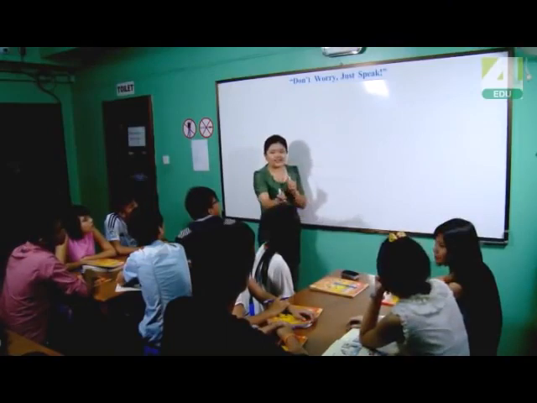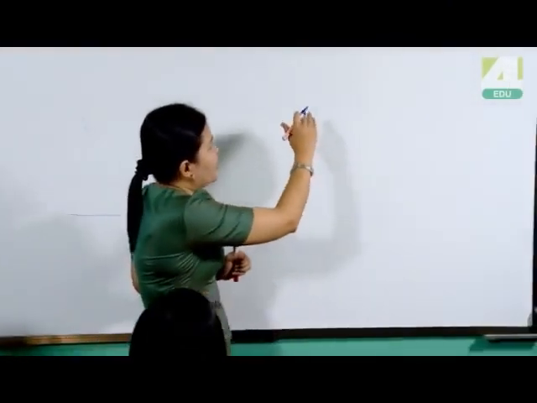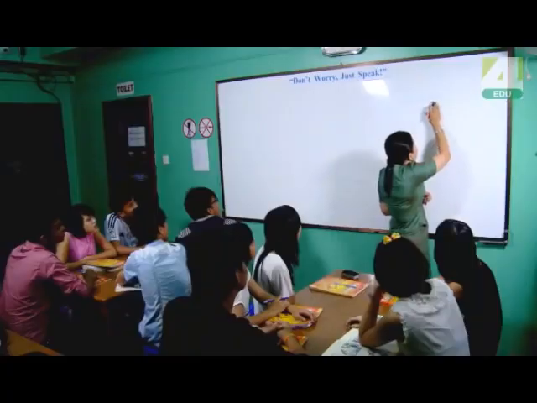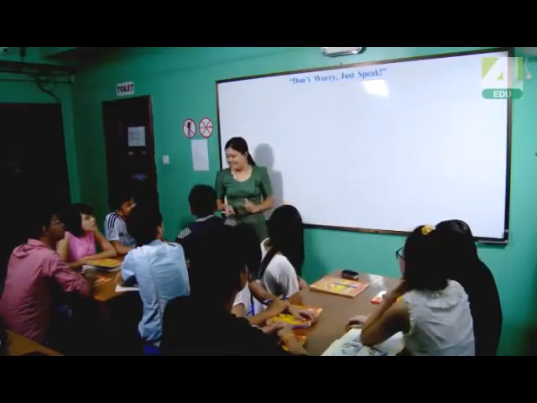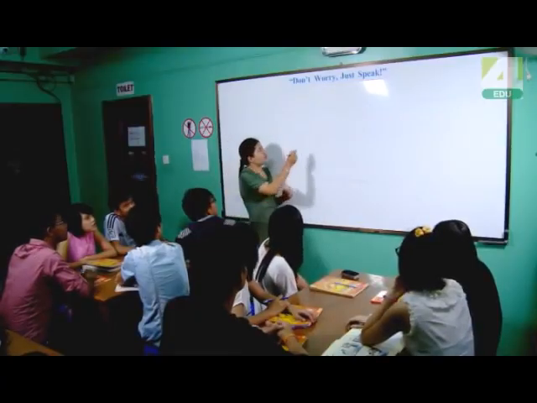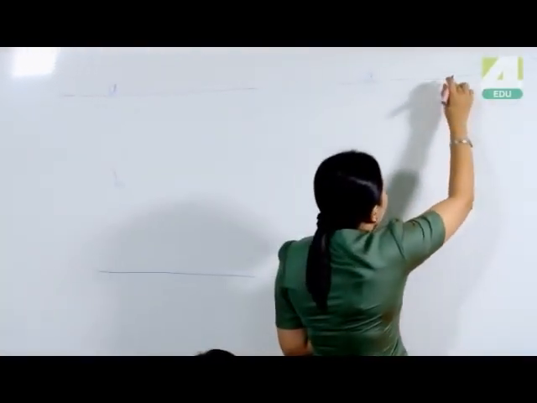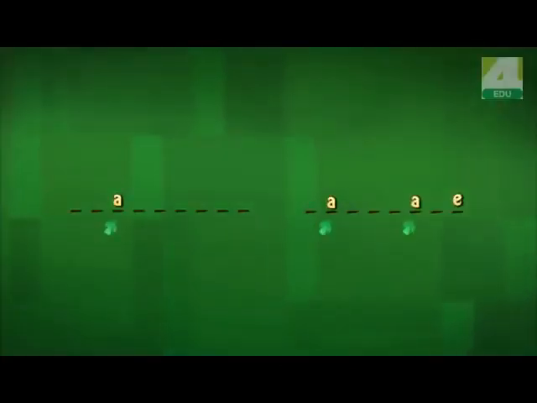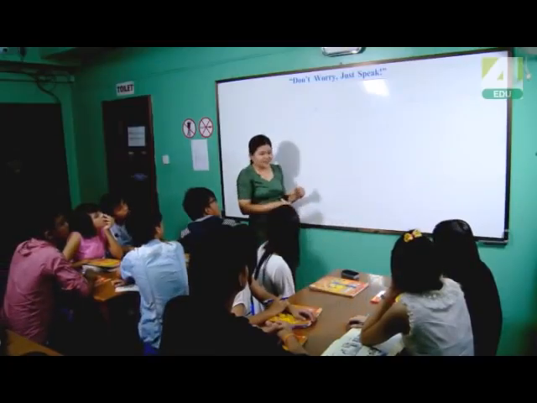Okay, and your turn, group one? E. Okay, so you are very clever. Okay, E here. Do you like E? Okay, now your turn. A. A, very good. Okay. A here. Okay, now your turn. S. Very good. S here.